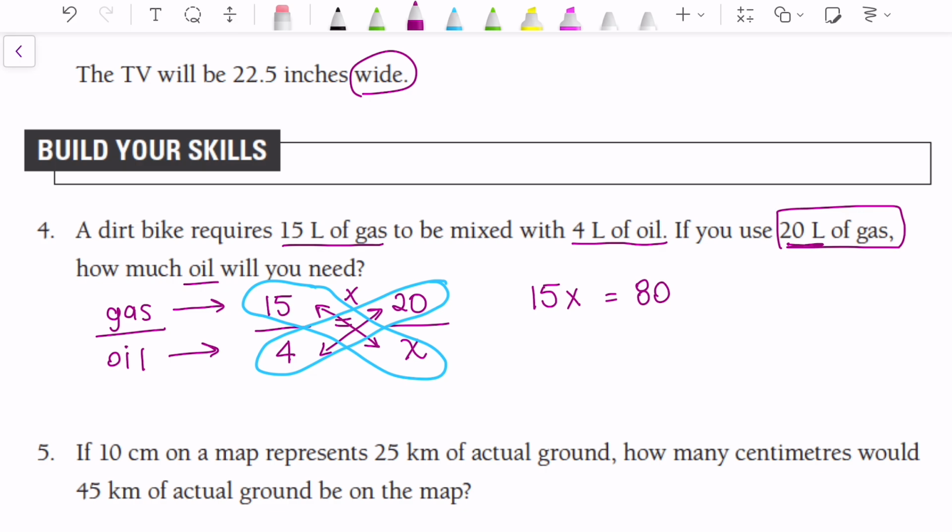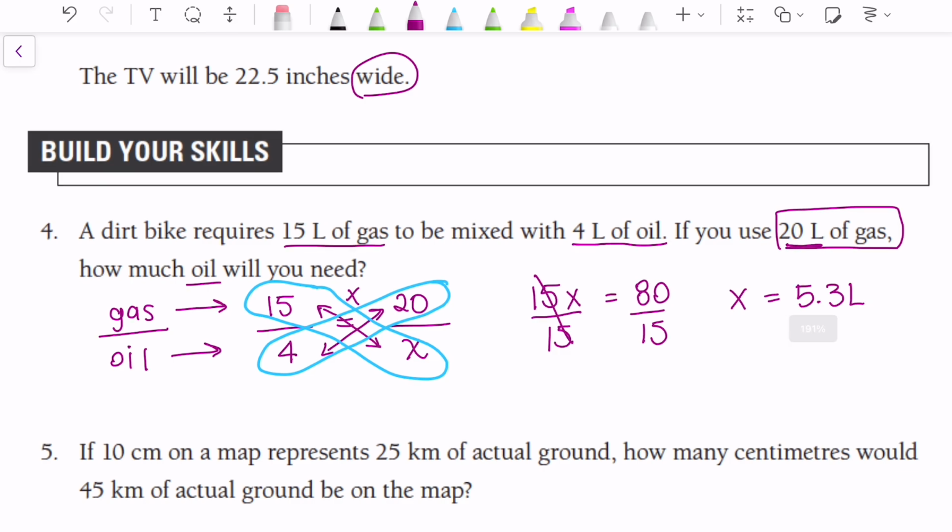And then we're dealing with the opposite operation again. Remember that this is actually a multiplication of 15, so we want to do the opposite to get that x by itself. Divide by 15 then, and on both sides, these will cancel out, leaving you with x is equal to roughly 5.3 liters. And this is of oil.